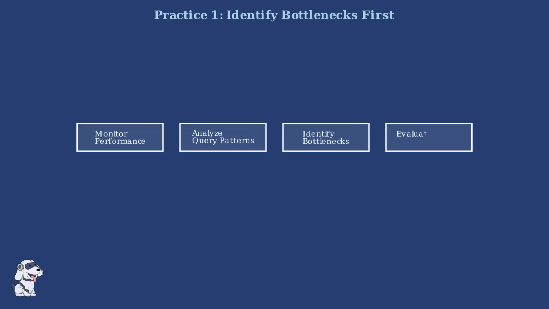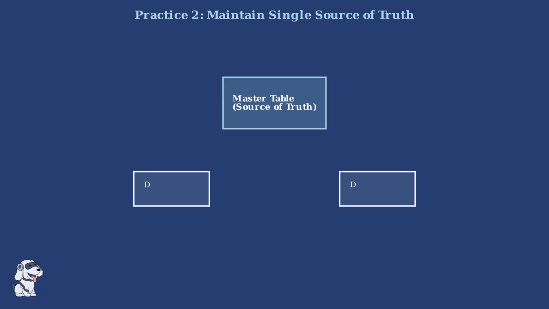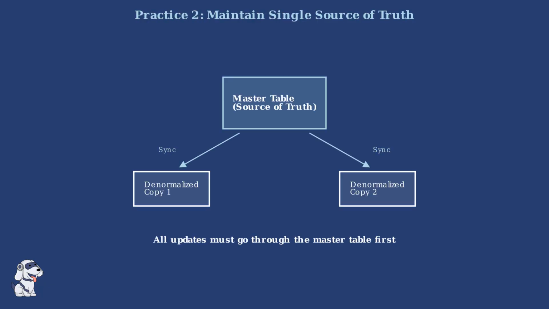The first and most crucial practice is to identify performance bottlenecks before implementing any denormalization. Never denormalize based on assumptions. Always measure and analyze actual performance issues. The second critical practice is maintaining a single source of truth. Even when you create redundant copies of data for performance, there must always be one authoritative source that serves as the master record for each piece of information.